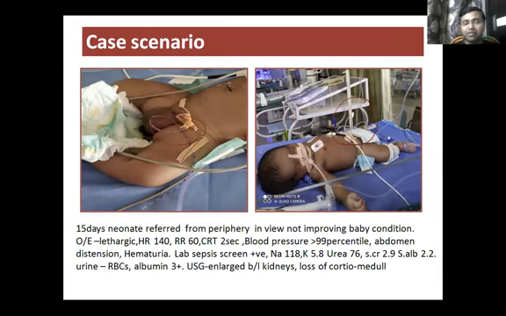Potassium was 8, with anuria for more than 12 hours. Then we started peritoneal dialysis; we did the procedure only yesterday. So what we are discussing is nothing but renal vein thrombosis. The triad is abdominal distension, abdominal mass, with or without thrombocytopenia, and hematuria. This case may not be inherited; probably sepsis led to the thrombosis.